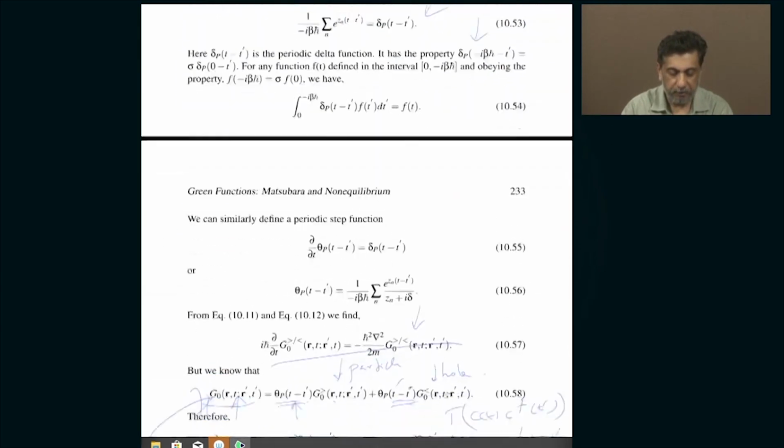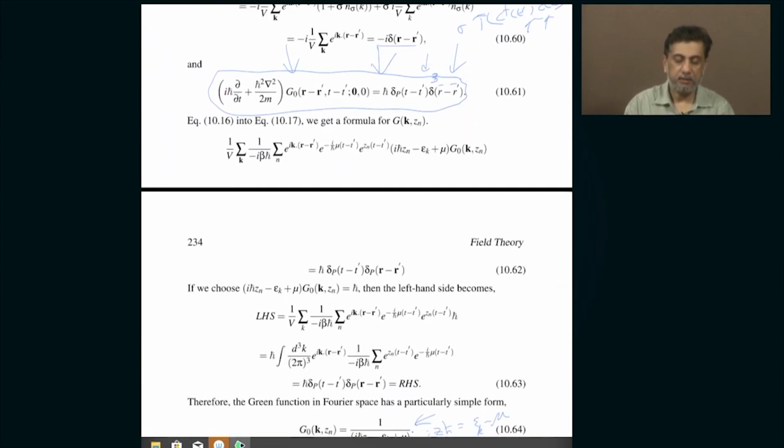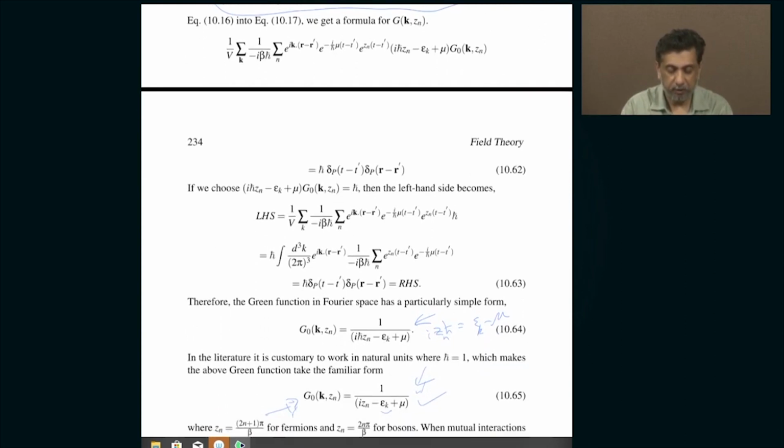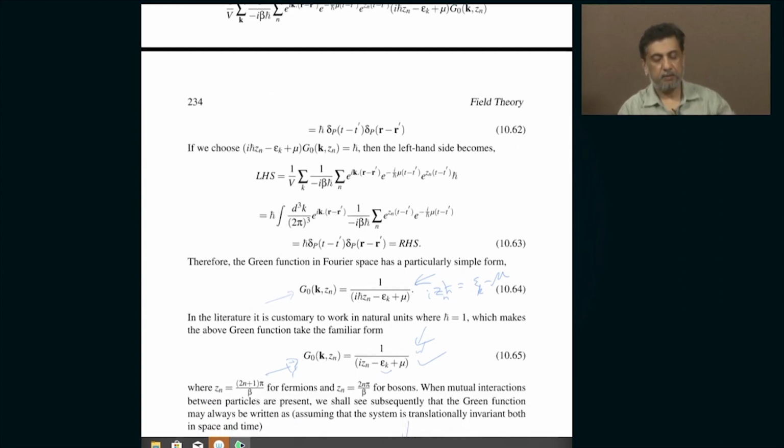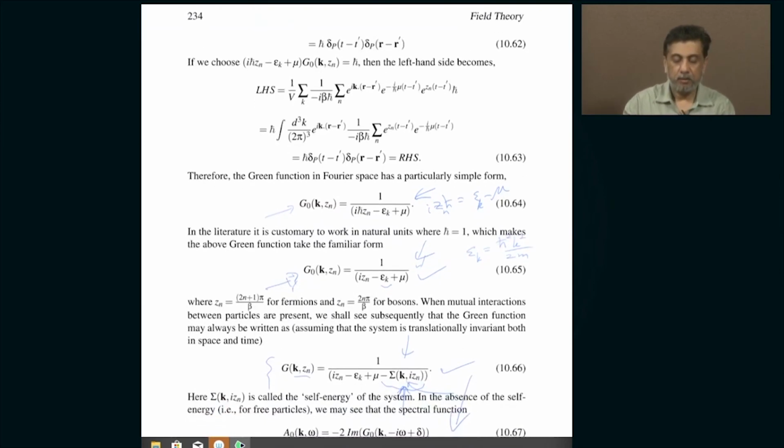Having done that, you can show that the time ordered Green's function can be written in Fourier space, and the Fourier components of the time ordered Green's functions are nothing but these quantities. If you are talking about free particles, then it is going to be this, and z_n is the Matsubara frequency. For fermions the Matsubara frequency is an odd multiple of pi divided by beta. Remember that beta is inverse temperature. For bosons it is an even multiple of pi divided by beta, mu is the chemical potential, and epsilon_k is the dispersion relation of the particles, which is h bar squared k squared by 2m. This is for genuinely free particles, that means particles that do not interact with anything. If that is the case, then this is the result.